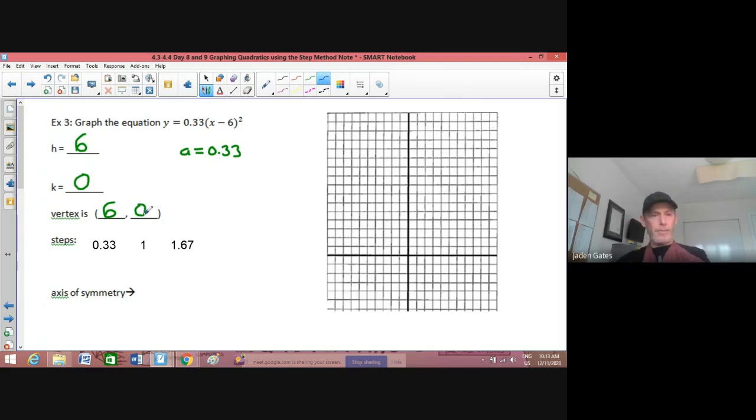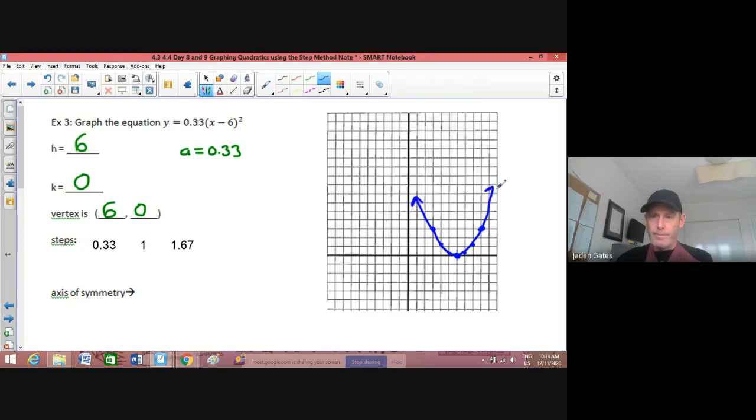And so I go over. The vertex is 6, 0. There it is. I plot it. All right, and then again, using my steps. Over 1, up a third, so right in there. Over 1, up 1, so it's going to be the same there. And then over 1, up 1.67. There we go. Again, symmetric, go back to the vertex, do the same thing on the other side. And there is our parabola.